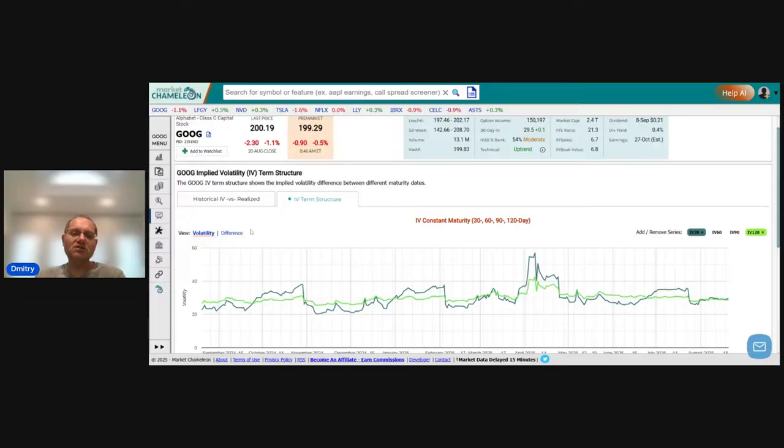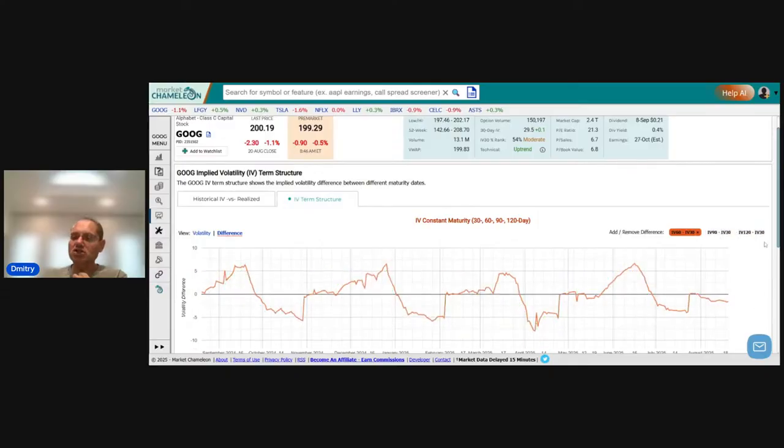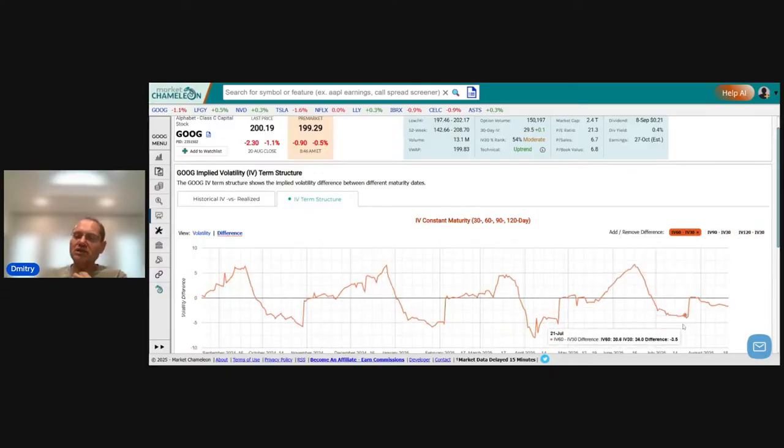So we could click on this difference, and this difference gives us a chart of, over here we have the 60-day minus the 30-day IV, the 90-day minus the 30, the 120 minus the 30. So these are all relative to the 30. So let's just uncheck two of them. And now we have this orange line here.